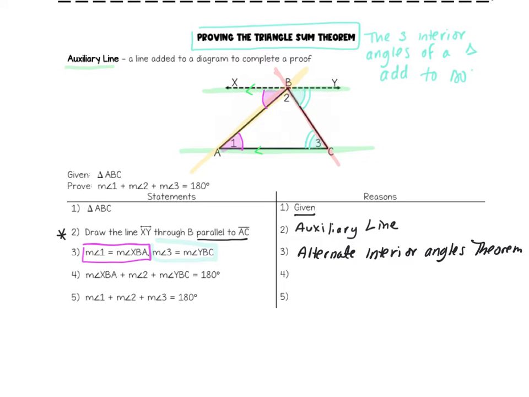Alright, next, if you take a look in your diagram, notice that those three angles, angle XBA plus angle 2 plus angle YBC, are all equal to 180. And we can get there by using the angle addition postulate.